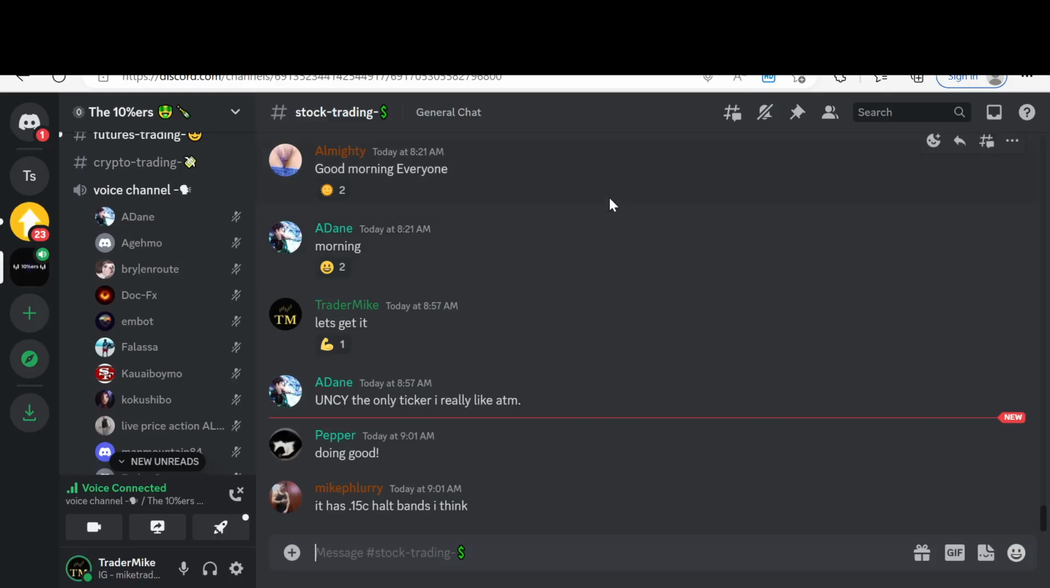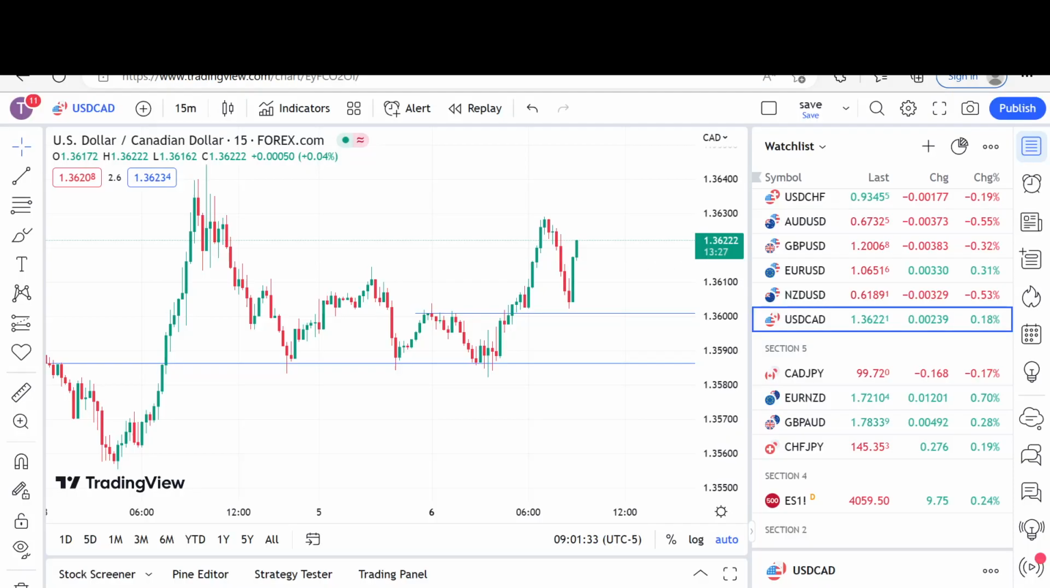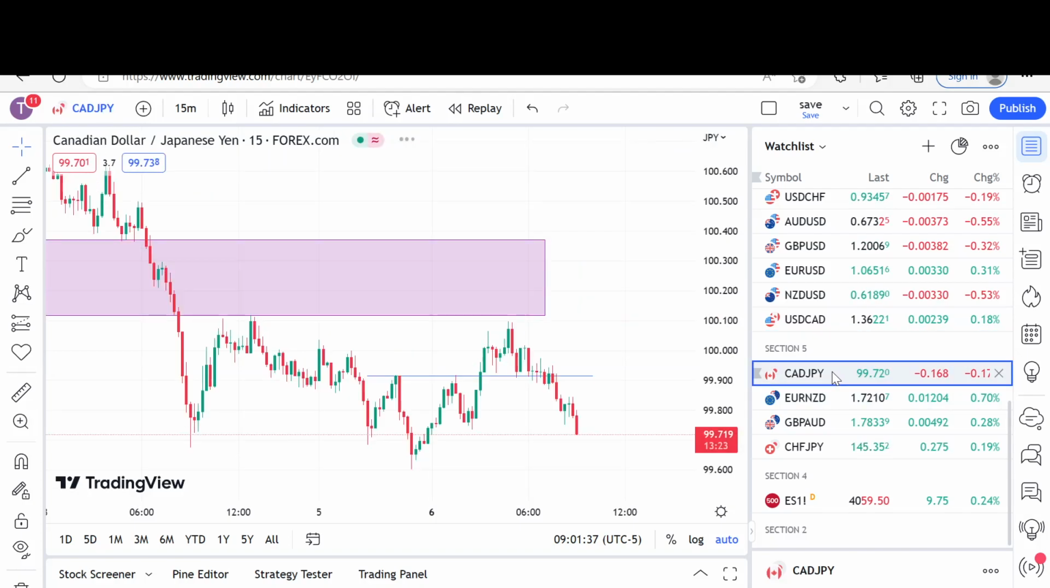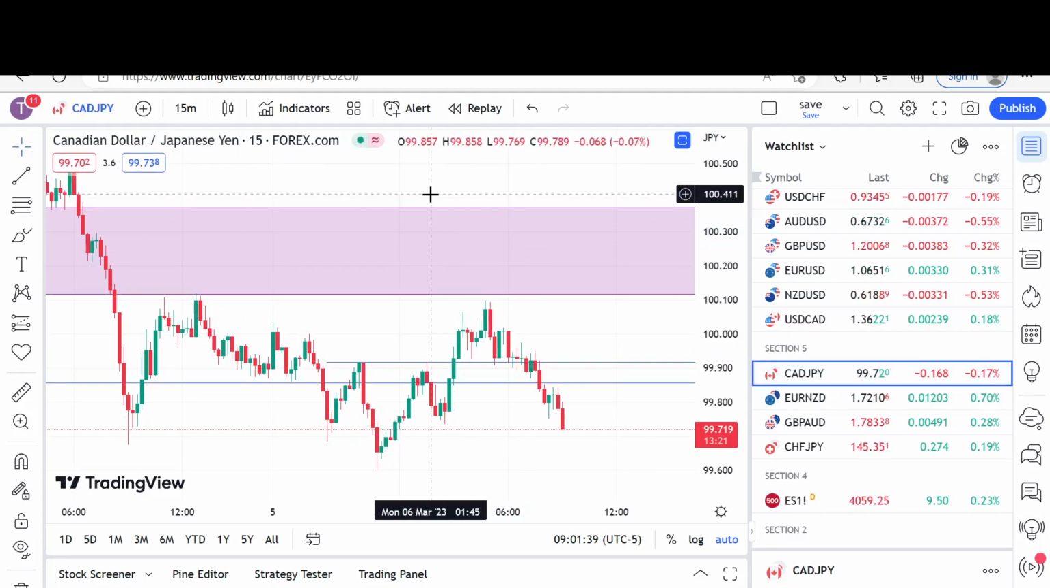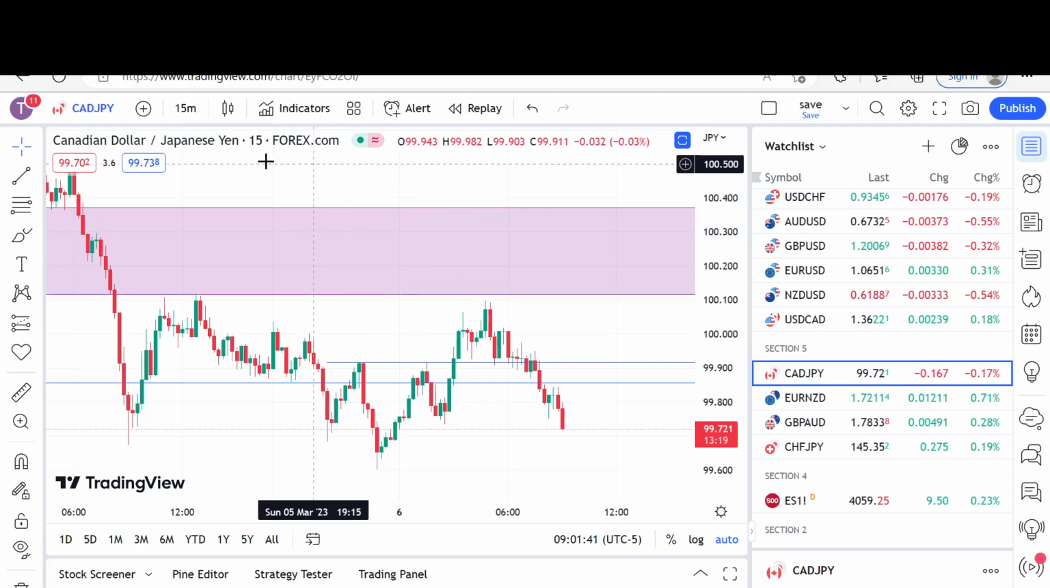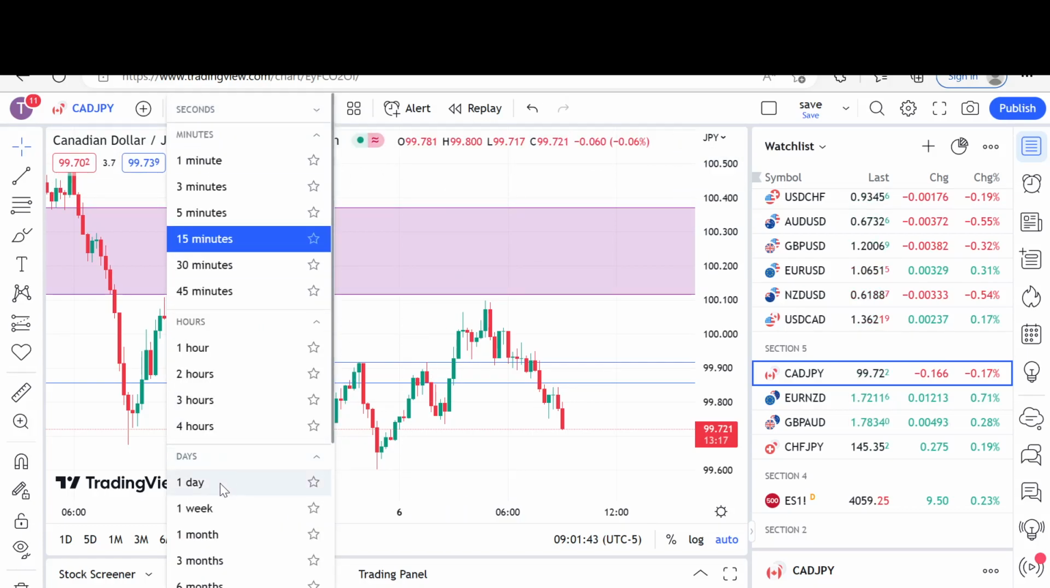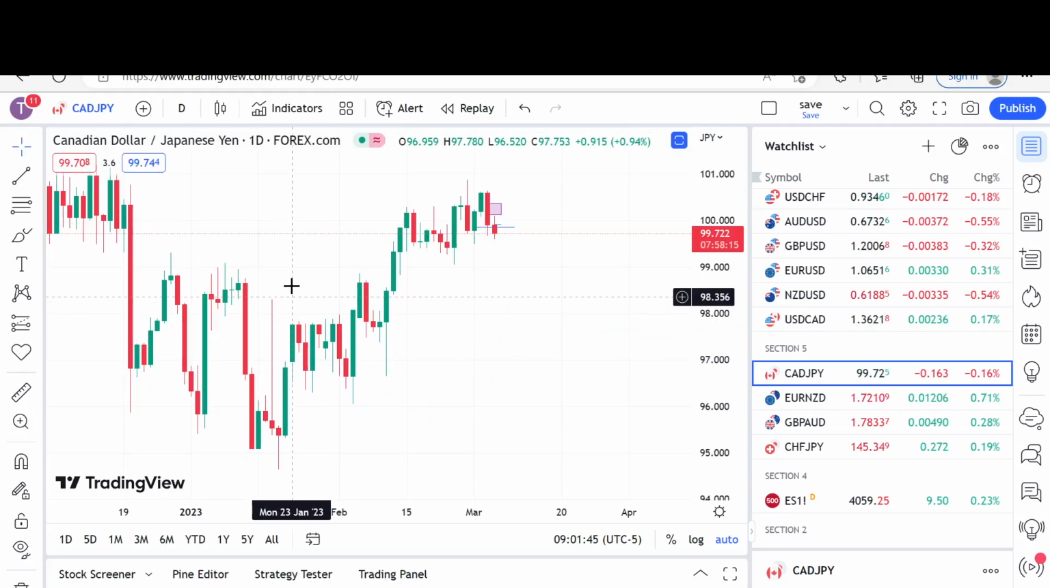Alrighty, so let's break it down. I think let's go ahead and start with Forex, and then we'll work our way over into futures and then small caps. So Forex, in Forex I took an L this morning, and that L was on CAD/JPY. Now overall, my bias is still bullish.